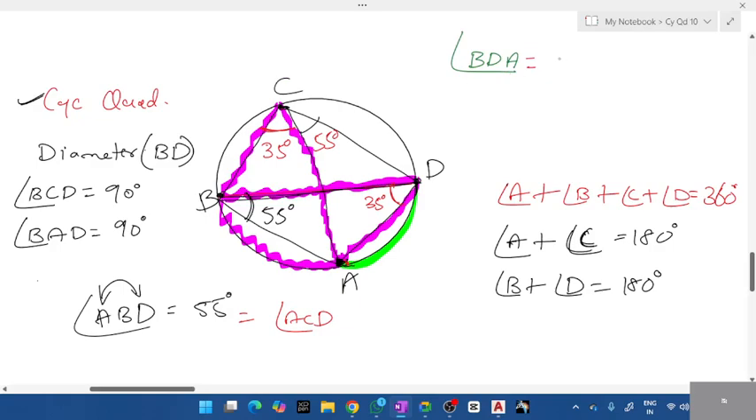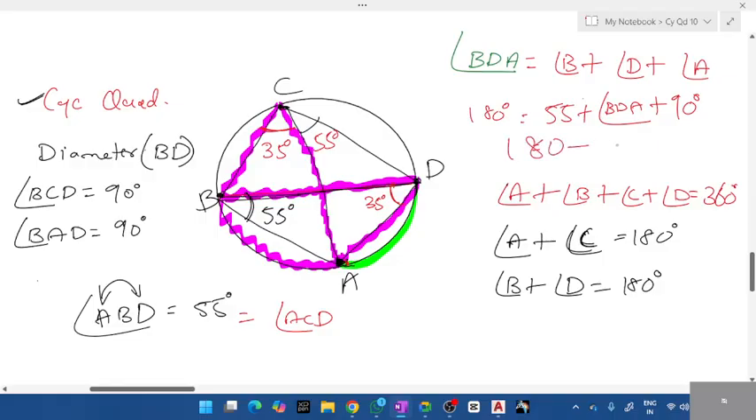Look at BDA. Angle B plus angle D plus angle A is given. What is the value of angle A? If BD is the diameter, what is angle A, students? 90 degrees, and B is 55 degrees. So 55 plus BDA should be equal to 180 degrees. Even through this you can calculate. That is 180 minus 145.